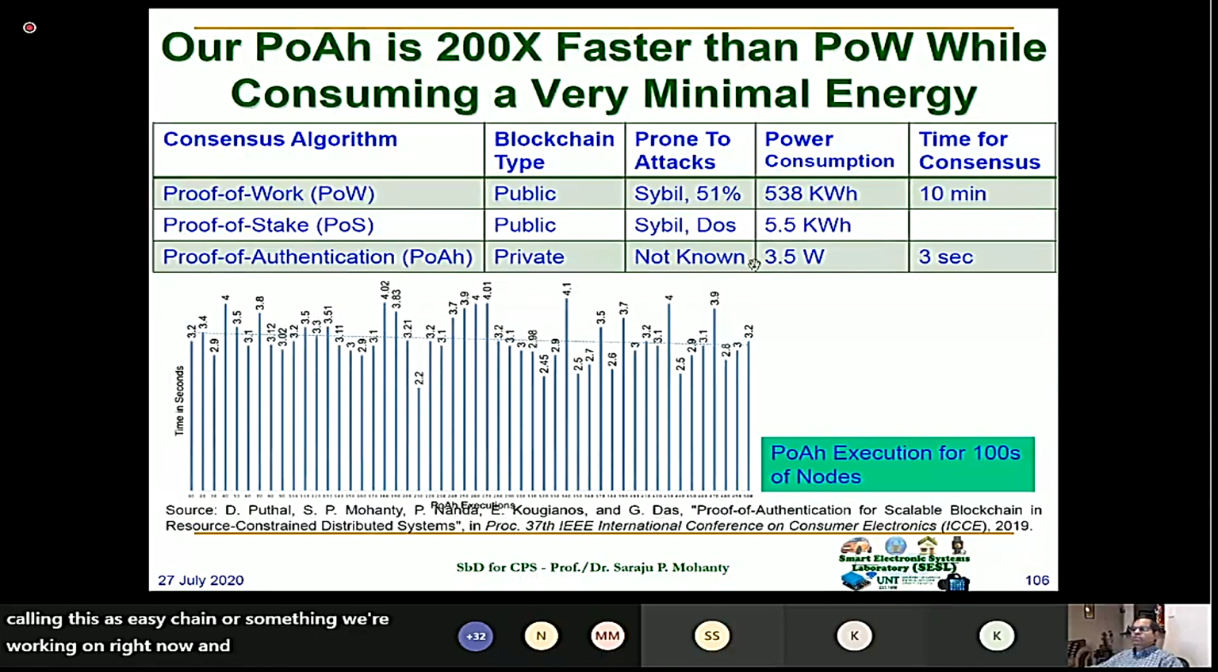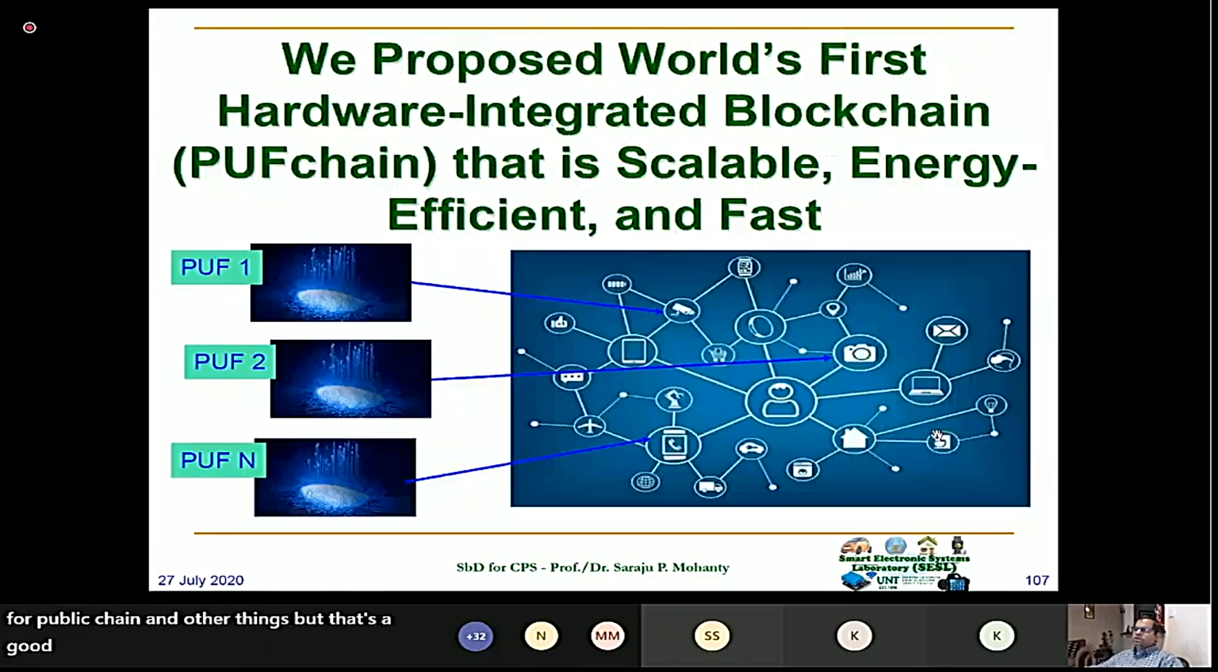And what we verified is that this is running very fast, with very minimal power. Of course, this has a long way to go if you want to do this, for example, for public chain and other things. But it is just a good beginning, and one student is right now working on it.